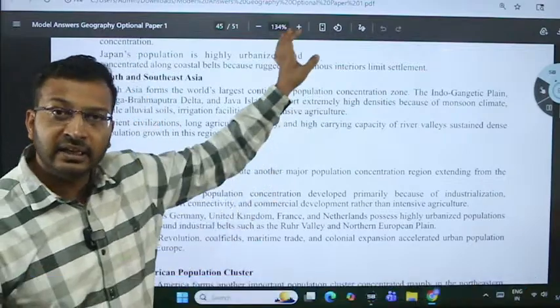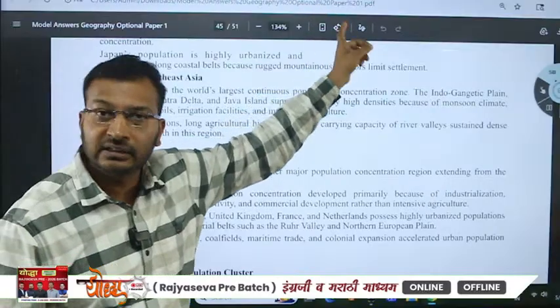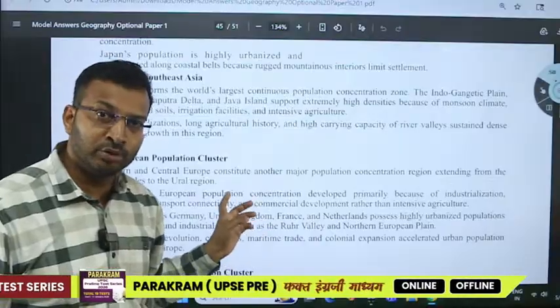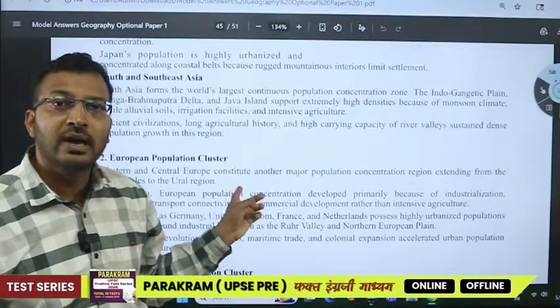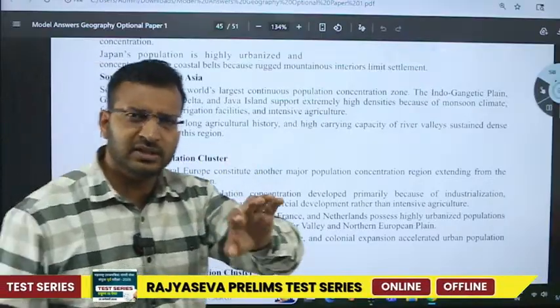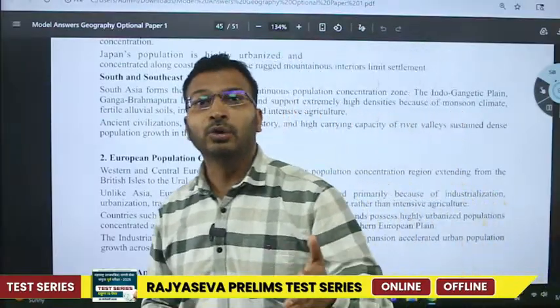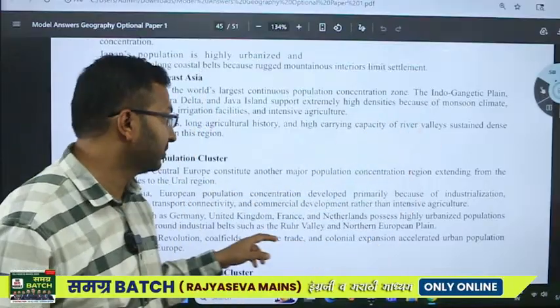Whereas in Asia, the population is concentrated mainly because of agricultural activities, in Europe, the population is concentrated mostly in these areas because of the industrial revolution, urbanization and transportation networks. So just mention these factors as well, so that it gives the examiner a holistic view that you are talking about population distribution and also the factors responsible for it.